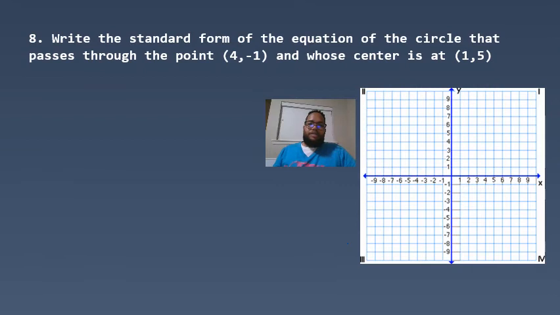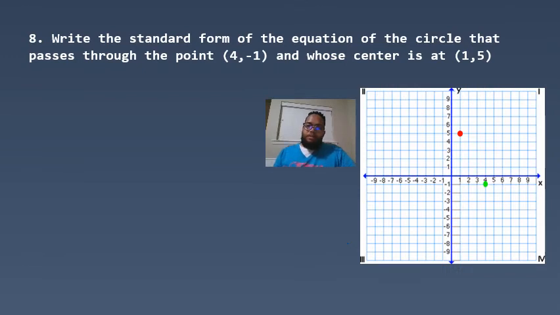Number 8, write the standard form of the equation of a circle that passes through the point (4, -1), and whose center is at (1, 5). So what we're going to do is, it's easier to do this if you graph it first. So let's graph the center. Well, let's graph the point. The point is (4, -1). That's what's in green. The center is (1, 5). And so that's the red point.